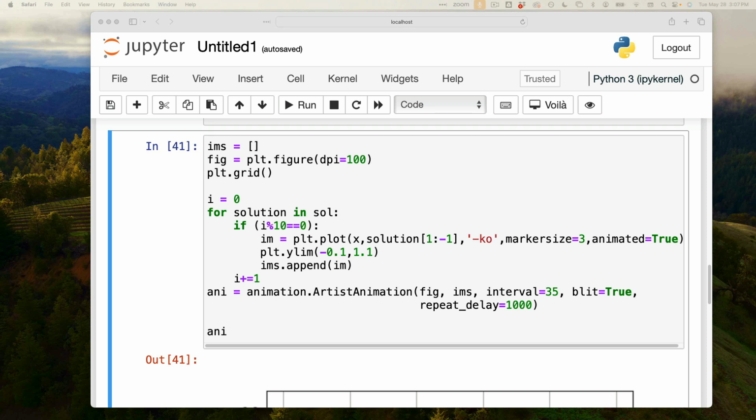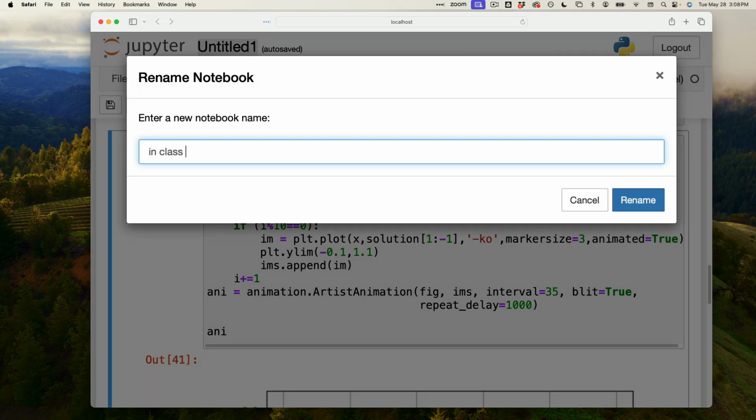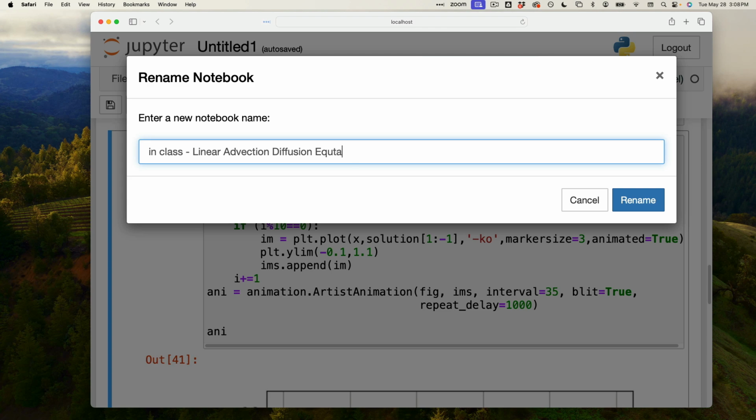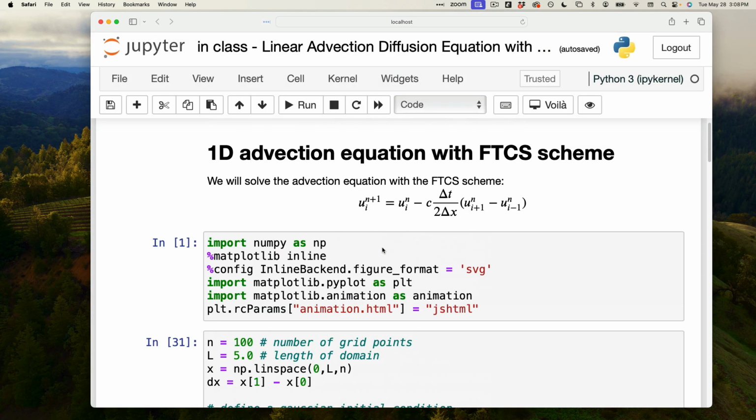All right. For this one, I'm going to create a new notebook. I have a bunch of untitled notebooks in every folder, like untitled 50, so I should name them in class. Okay, linear advection diffusion equation with FTCS scheme.